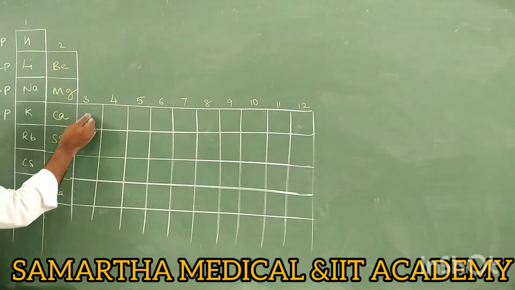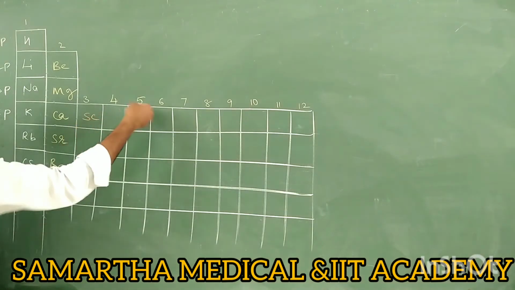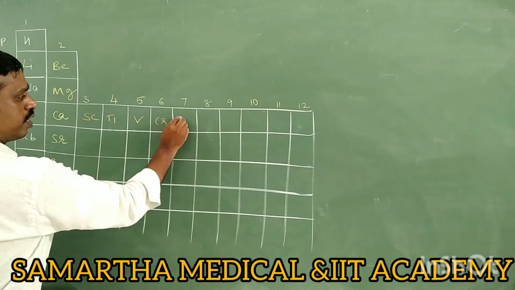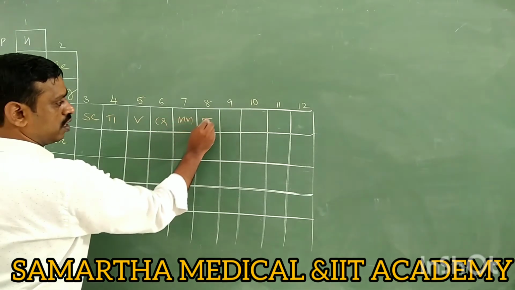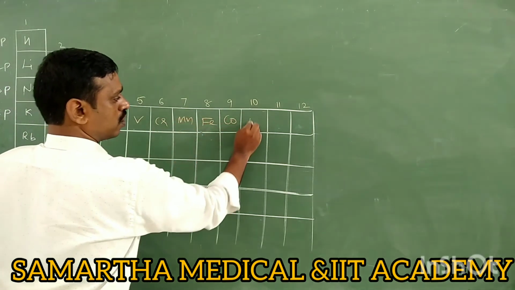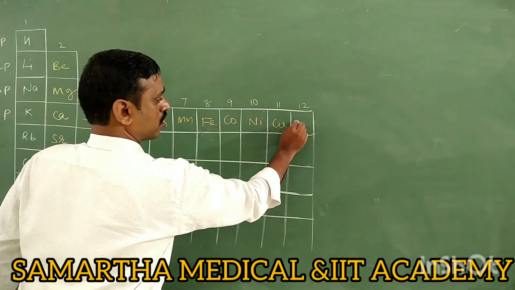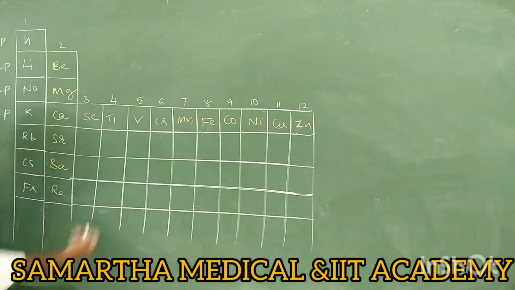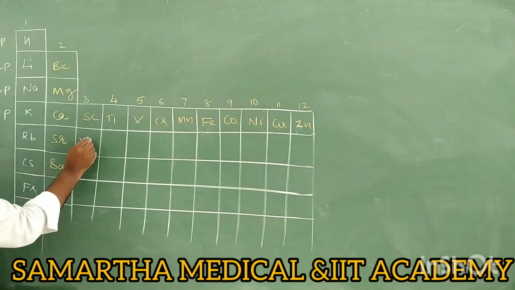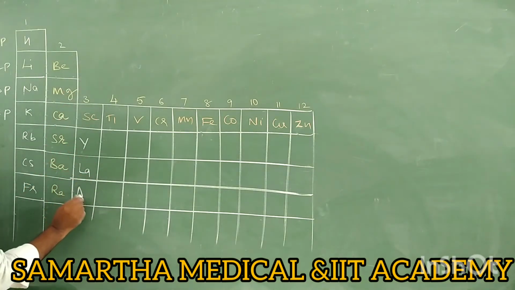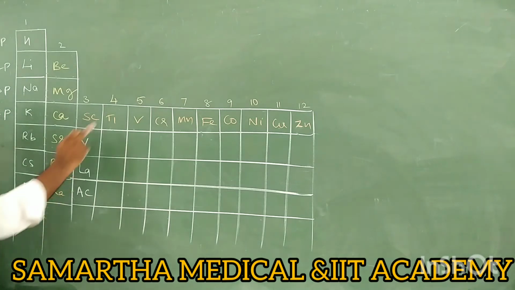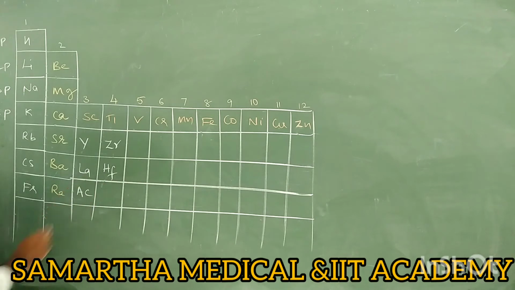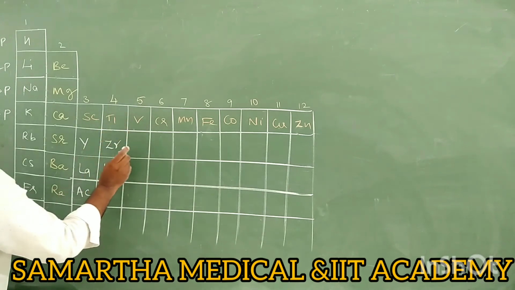Come on, tell me. It is scandium, no? Titanium, vanadium, chromium, manganese, iron, cobalt, nickel, copper, zinc. What are the remaining elements here? You should remember group wise. Scandium, yttrium, lanthanum, actinium. Next, titanium, zirconium, hafnium. Next, vanadium.